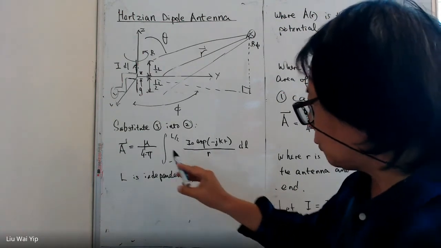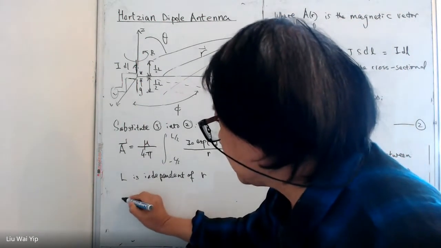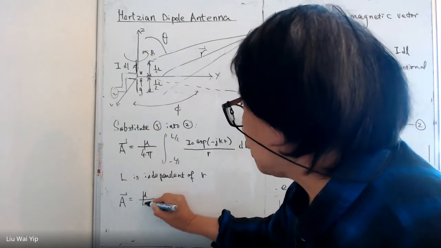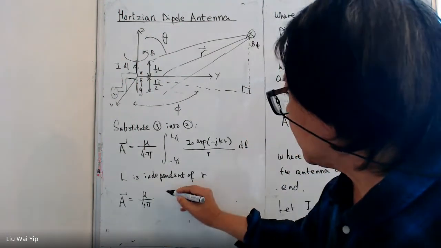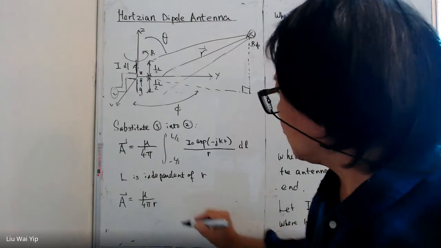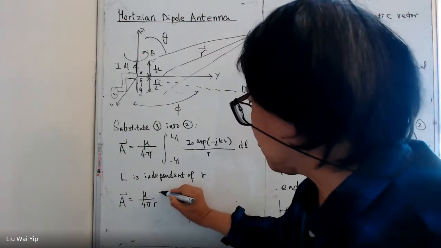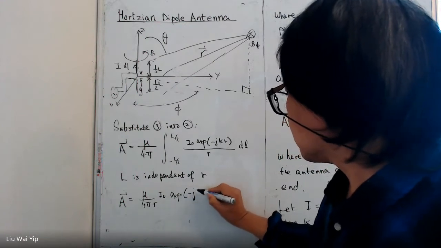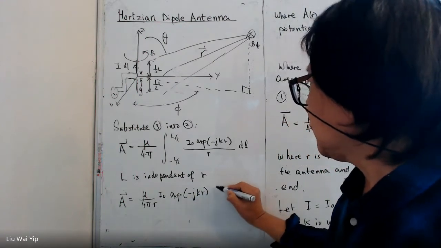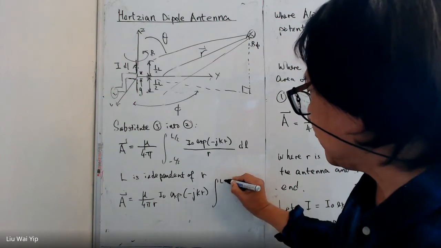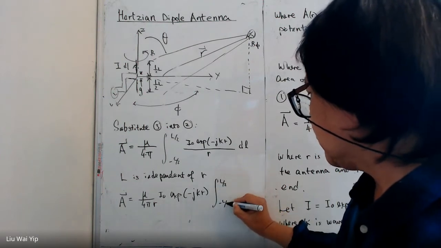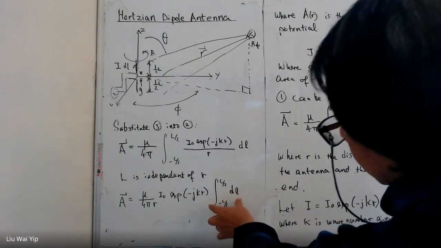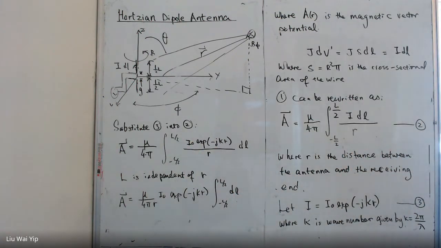Anything here can be moved out. So what you end up with here is 4 pi, and then the bottom expression will be like this, like the top expression. And then what you have left is the integral here, dl.